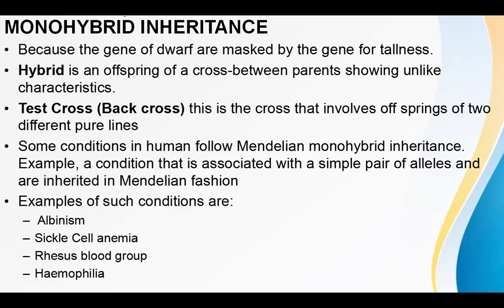Test cross or back cross. This is a cross that involves offspring of two different pure lines. It can be of the first filial generation crossed with each other, from these two different pure lines. Now, some conditions in humans follow Mendelian monohybrid inheritance. These are conditions associated with a single pair of alleles that are inherited in a Mendelian fashion, such as albinism, sickle cell anemia, Rhesus blood group, and hemophilia.